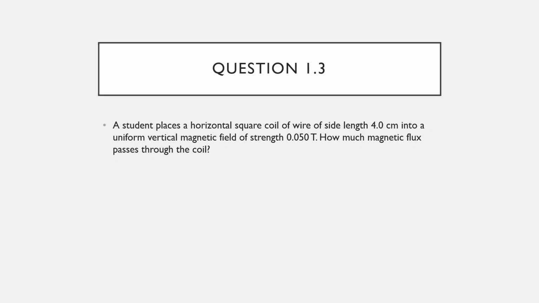A student places a horizontal square coil of wire of side length 4 centimeters into a uniform vertical magnetic field of strength 0.05 Tesla. How much magnetic flux passes through the coil? We can draw a picture of this. So we know that the field lines are vertical. Doesn't really matter if it's up or down, let's just call them up.